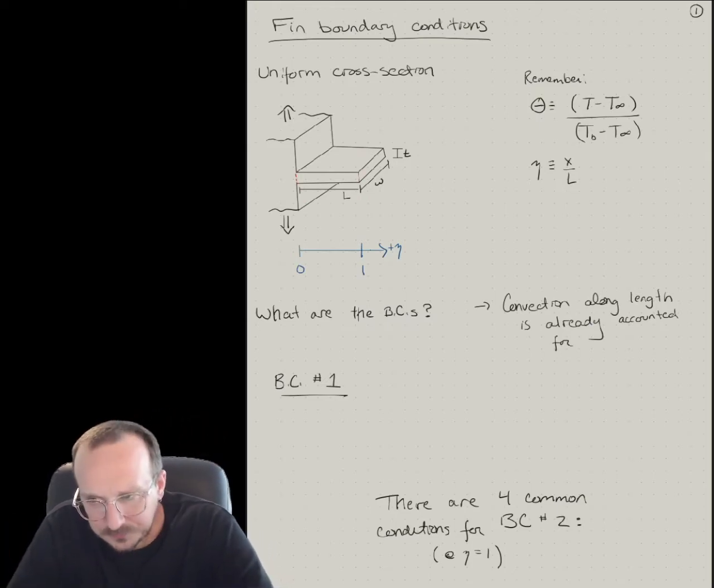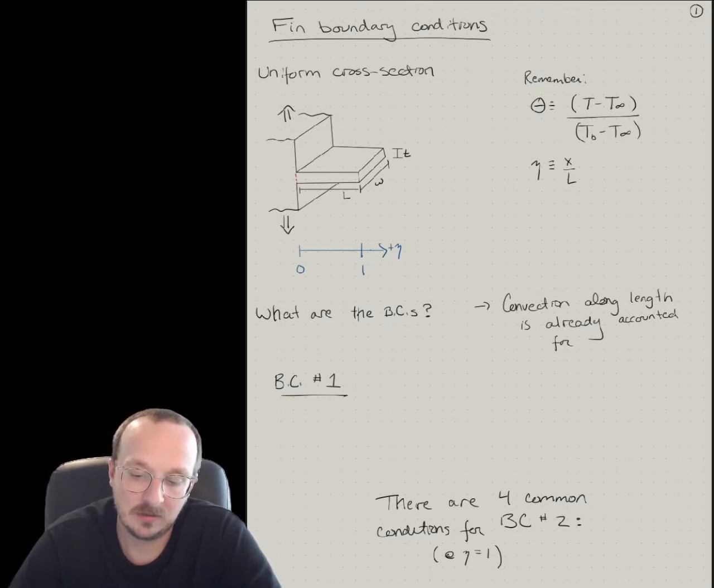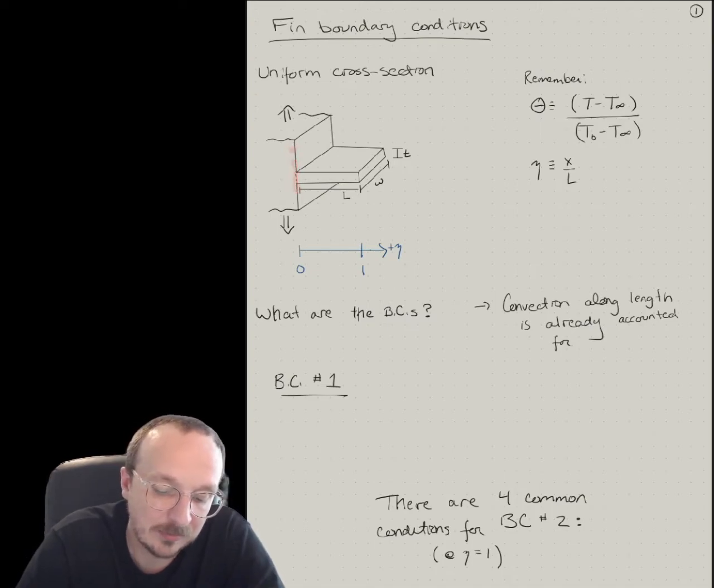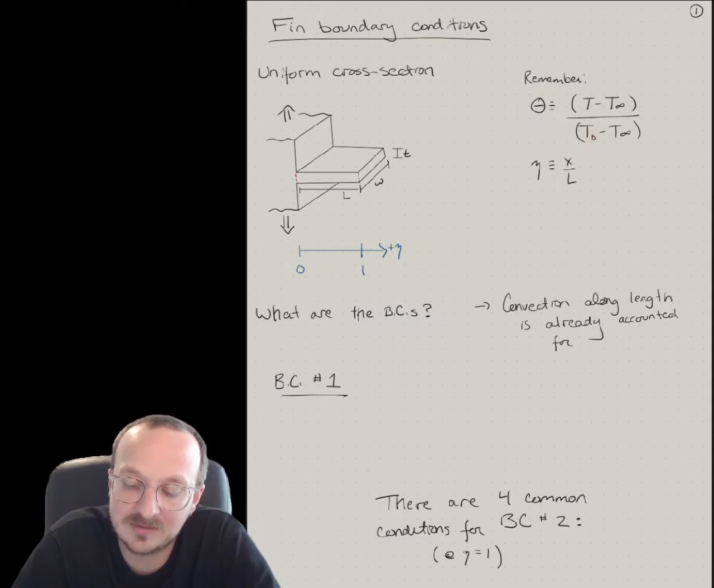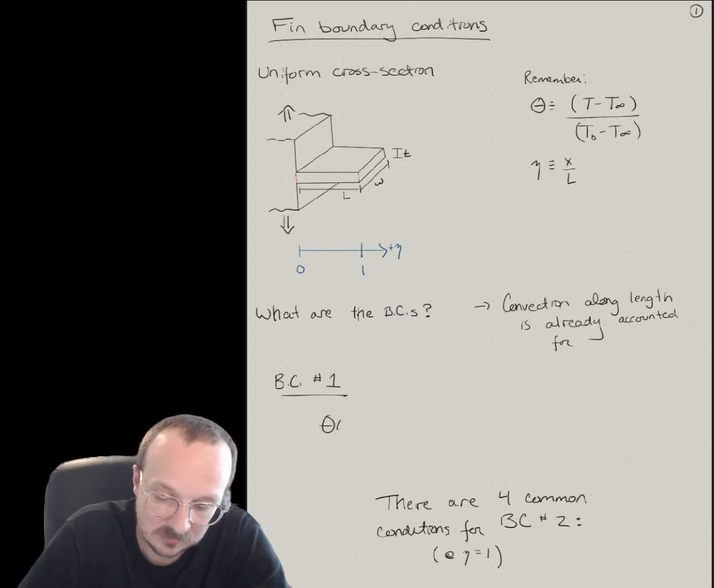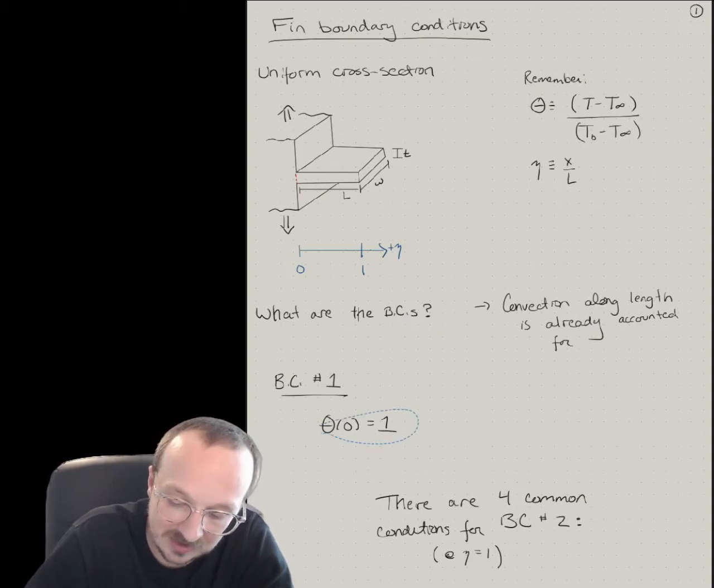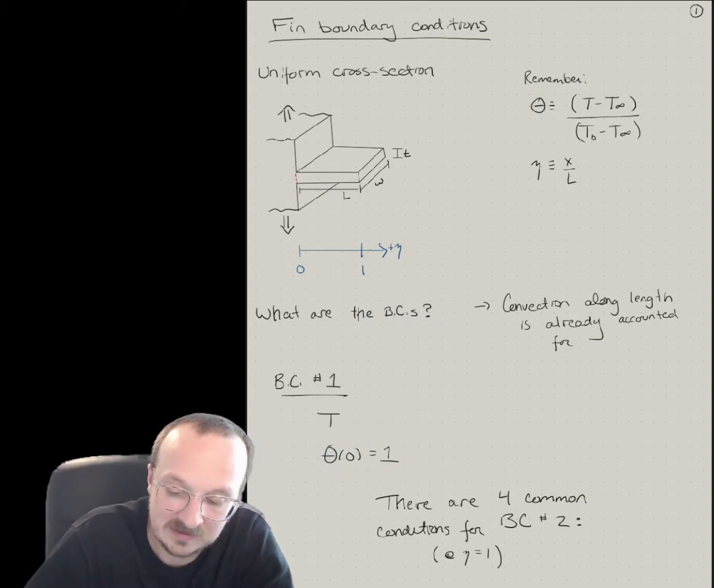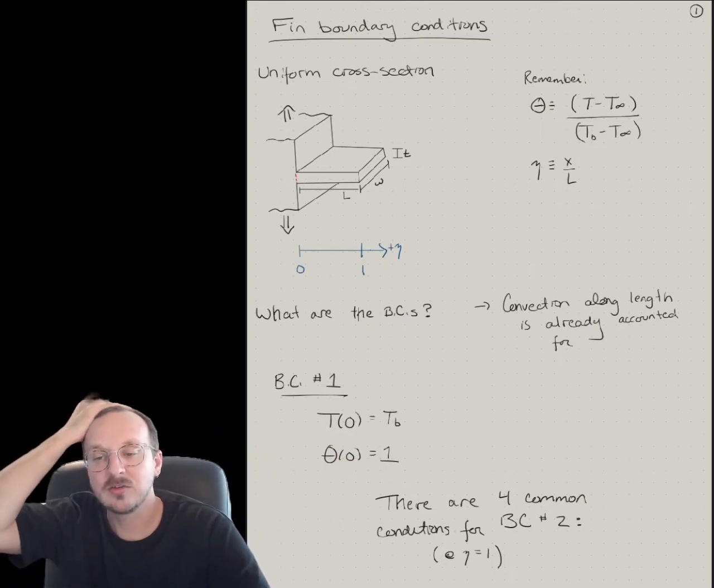So what are they? Boundary condition 1, we're going to say, is at the base of the fin. Okay, so at the base of the fin, the temperature is just T base by definition. Okay, so if you look at how we define theta, it's T minus T infinity over T base minus T infinity. So if you put a T base here, this is just 1. Okay, so that means theta at 0 equals 1. Okay, and to be clear, let's write what it is in the real temperature. T at 0 equals T subscript B, T base.